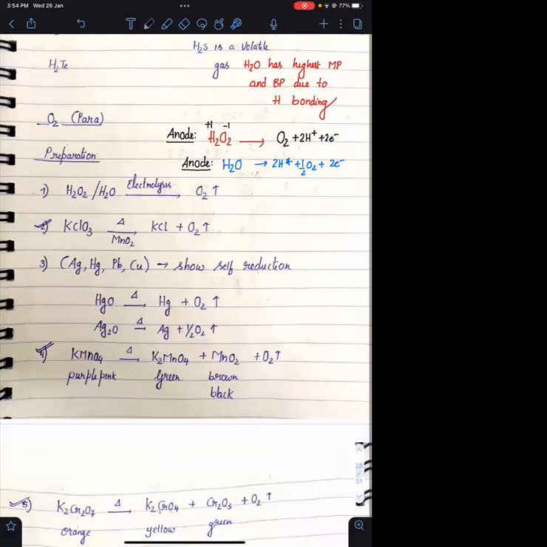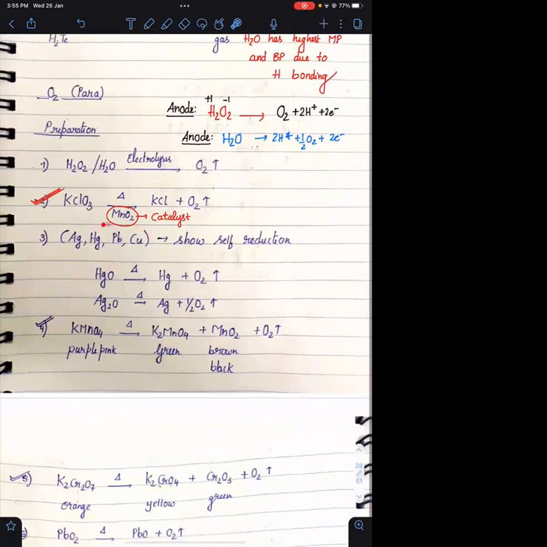Next, very very important: heating of potassium chlorate, in the presence of a catalyst MnO2. This MnO2 acts as a catalyst in the production of oxygen, which is very important. If I don't add the catalyst, the temperature for the reaction is very high. Because of the addition of MnO2, the temperature decreases significantly. They will be asking that in the entrance exams: what is the purpose of adding MnO2? Or which catalyst is used in this reaction? Very important reaction for the formation of O2. KClO3 on heating gives KCl plus O2.